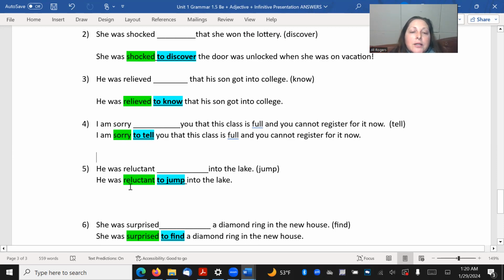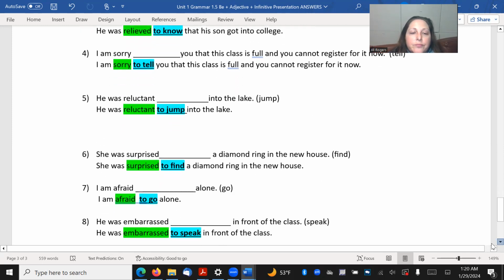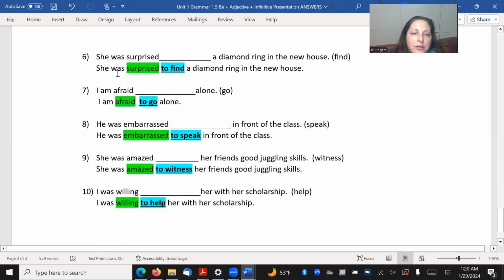He was reluctant to jump into the lake. It's probably very cold, right? So reluctant is our adjective. To jump is our infinitive. She was surprised to find a diamond ring in her new house. Wow, lucky, right? So surprised is our adjective and to find is our infinitive. Number 7, I am afraid to go alone. Afraid is our adjective. To go is our infinitive.